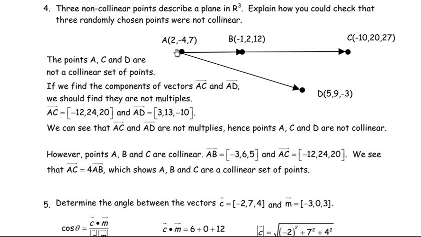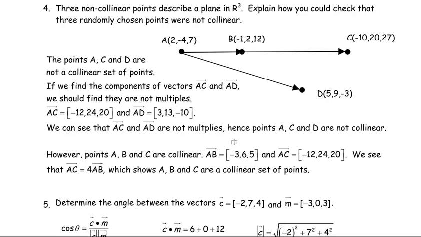So AC would be the vector from A to C, so negative 10 minus 2 would be negative 12. 20 minus negative 4 is 20 plus 4 is 24. And 27 minus 7 would be 20. And now AD, so 5 take away 2 is 3. 9 take away negative 4, same as 9 plus 4, is 13. And negative 3 minus 7 would be negative 10. So there are the components, and you can see they're not multiples. You might look at the x and say, oh, that's negative 4 times 3. But if I multiply 13 by negative 4, I don't get 24. Or if I multiply negative 10 by that, I don't get 20. So they're not all in the same multiples. So AC and AD are not multiples.